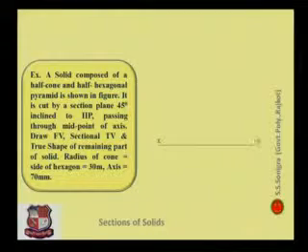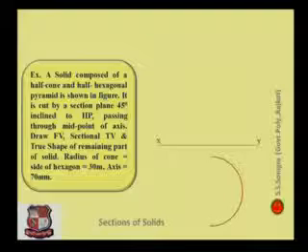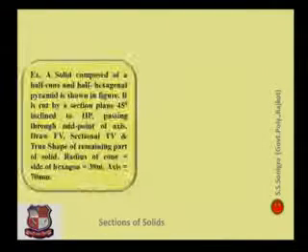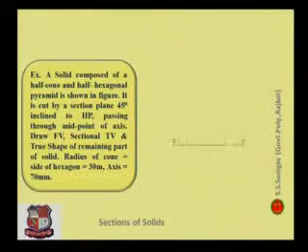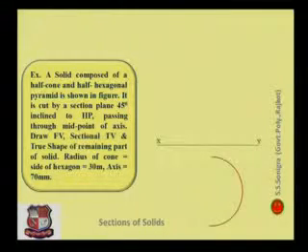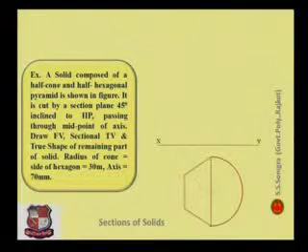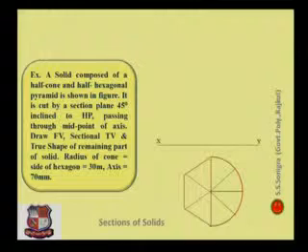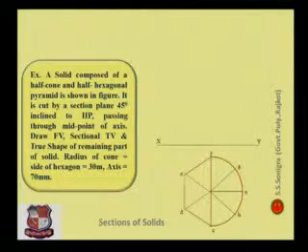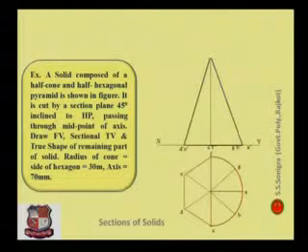Now a very important problem or some typical problem is given over here. You can see here, it's a combination of solids. A solid composed of a half cone and half hexagonal pyramid, which is shown in the figure. In the figure it is given half cylinder, half cone and half hexagonal pyramid. Both are given over here. It is composed of two half solids. It is cut by a section plane 45° inclined to HP.